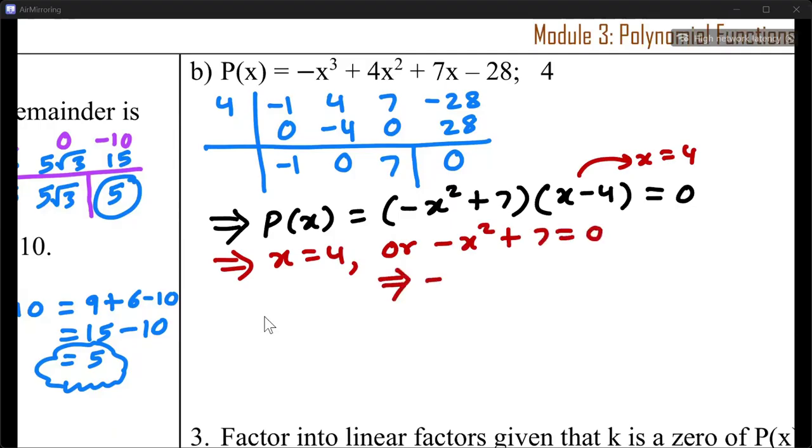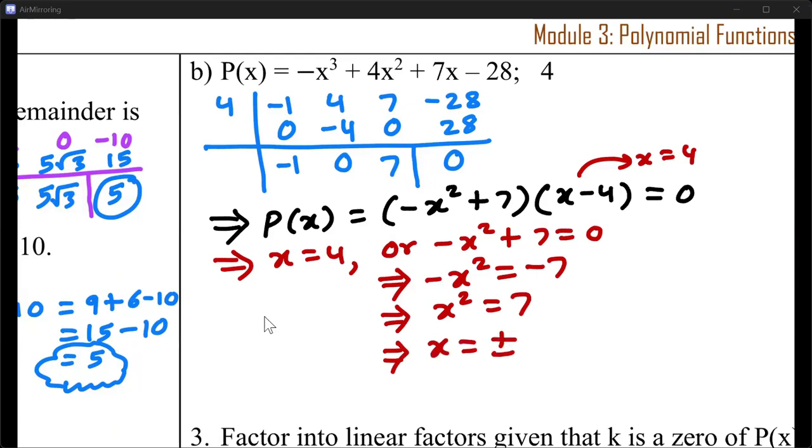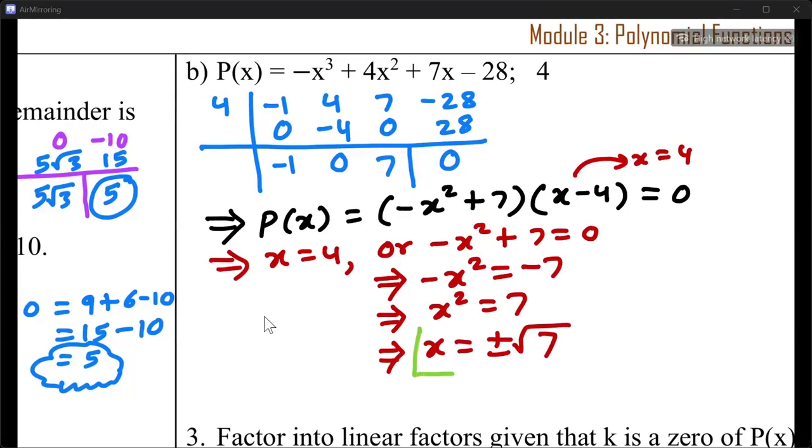And that gives you minus x squared equals minus 7. We are solving that equation now. Cancel the minus sign. x squared equals 7. So by using the square root property, you will say it is plus minus root 7, which are the remaining two zeros. Box your answer.